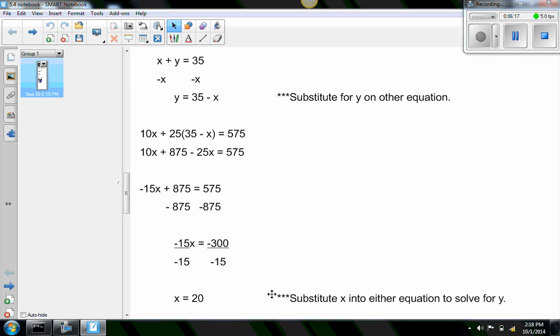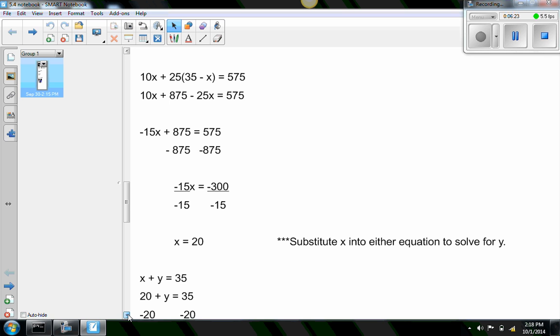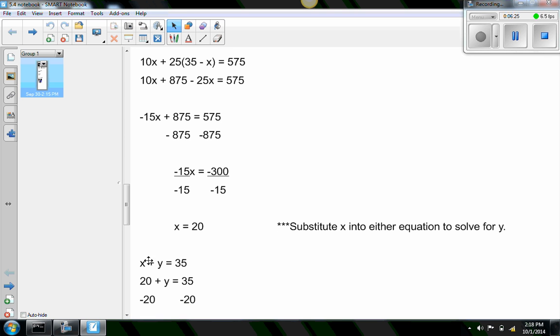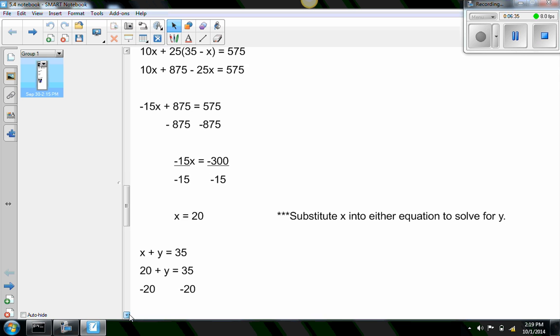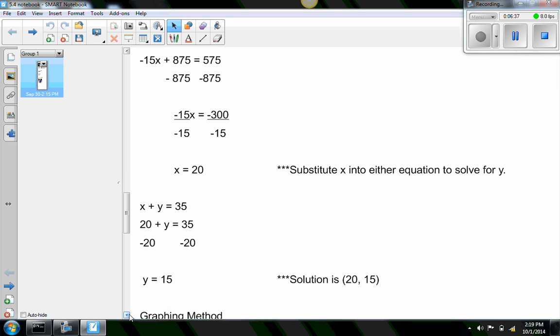So now I need to go ahead and do what this says: substitute x into either equation to solve for y. So I went ahead and put it in the first one just because that's the easiest one to do. I plugged a 20 in where this x is. So 20 plus y equals 35. Subtract your 20, subtract your 20. Your y is 15. So your solution is (20, 15).